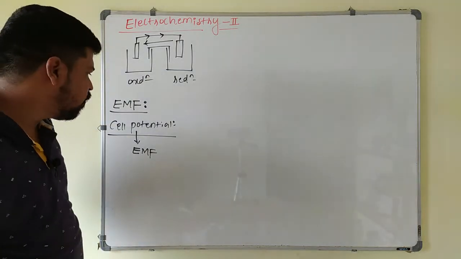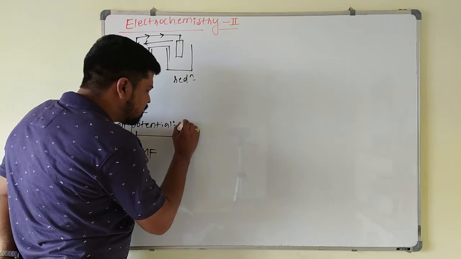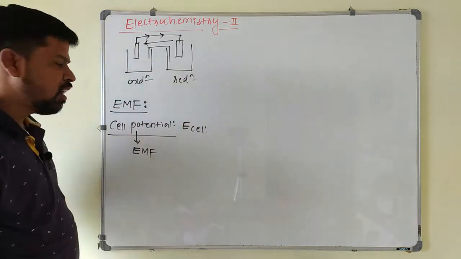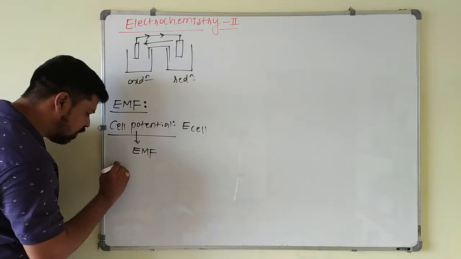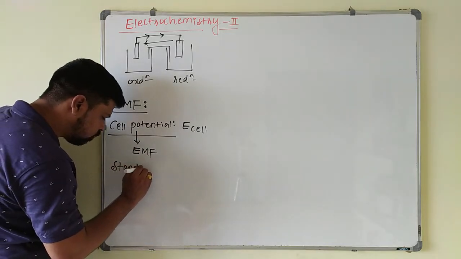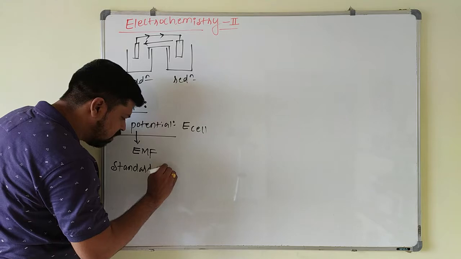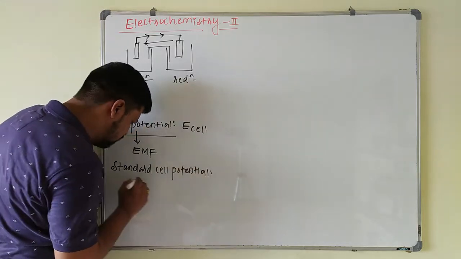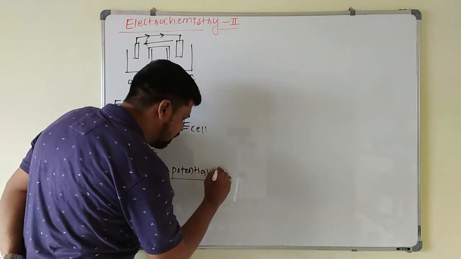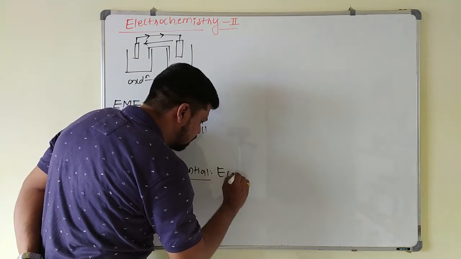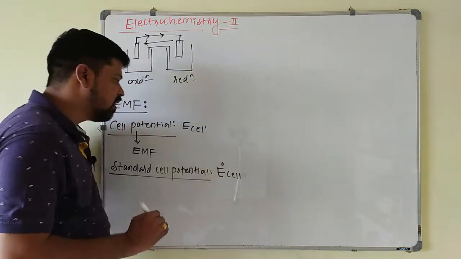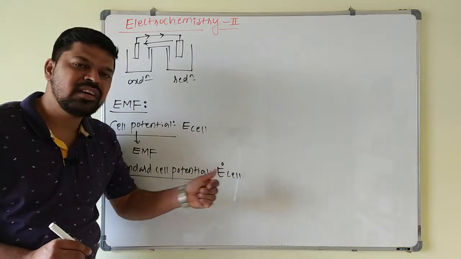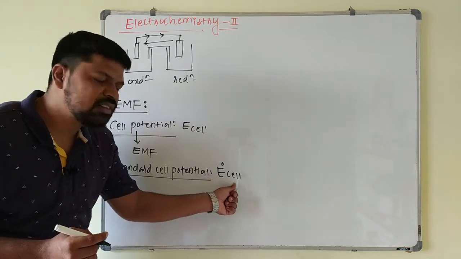Now another term we will come across here. This cell potential is represented as E cell, and another is standard cell potential. This standard cell potential is represented as E cell with a degree sign; here you have to give a dot. This is a normal cell potential, and this will be the standard cell potential. What is the standard cell potential?